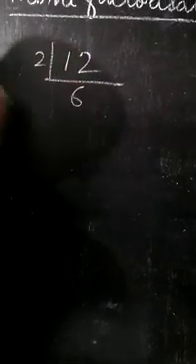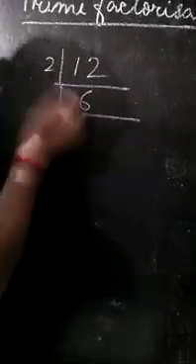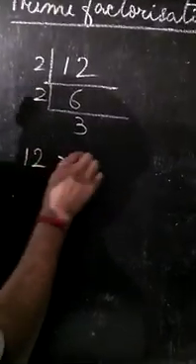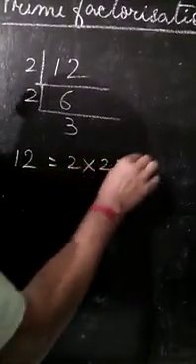Today, in class 6 mathematics, in chapter number 3, we will learn about prime factorization. To know about prime factorization in a better way, we must take an example. Let me take an example of 12. Let me divide this 12 by 2. We will get 6. Another 6 by 2, we will get 3. Now students, 12 can be written as 2 into 2 into 3.